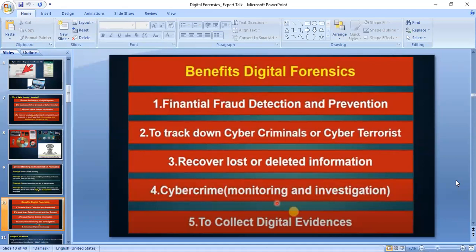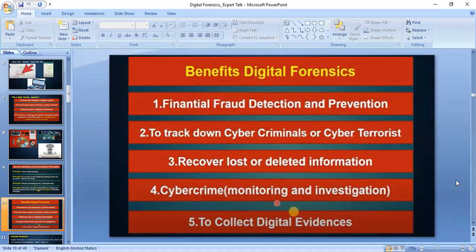Yes, cybercrime monitoring and investigation. When you perform digital forensics related to any crime, there are different steps from the collection of your evidence up to the courtroom. We monitor each and every step very clearly if you want a good output. And the most important benefit of digital forensics is to collect digital evidence. Nowadays, according to the Indian IT Act 2008, we call it the Amendment Act.